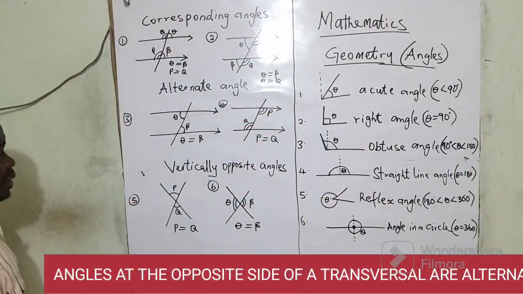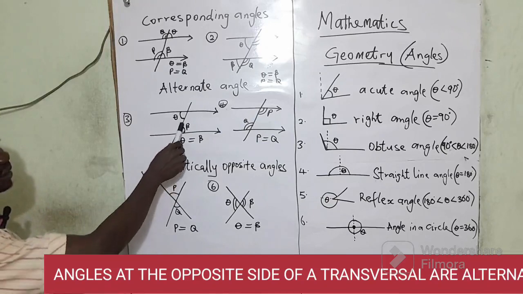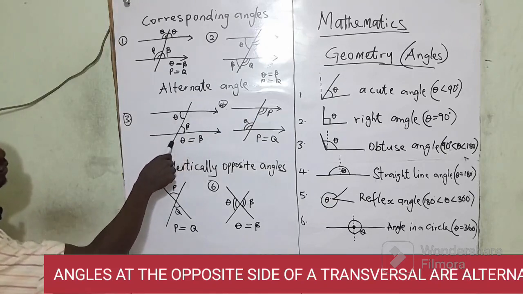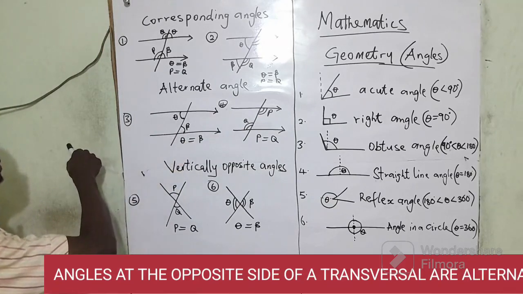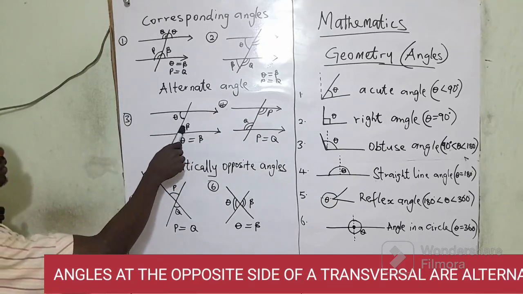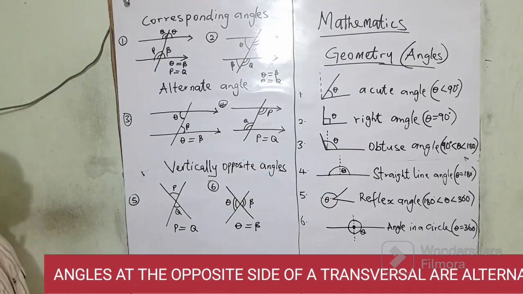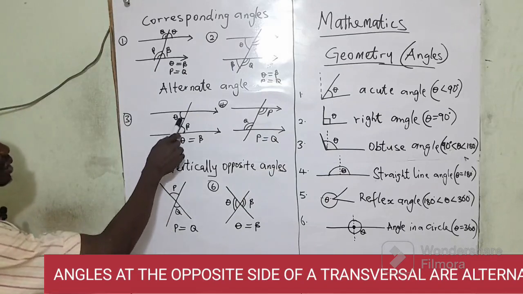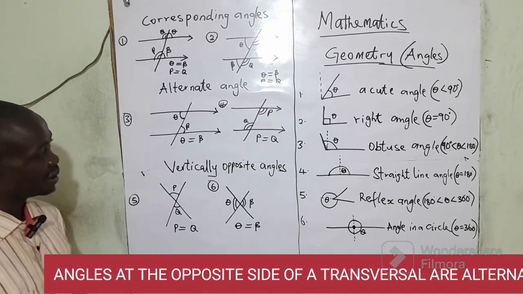Okay, here we have alternate angles. Alternate angles are when we find angles that are facing the opposite sides of the parallel lines in a transversal. When we look at the transversal here, we can see that it is cutting 2 parallel lines. This angle is facing the left side of the transversal, and this one is facing the right side of the transversal. So the 2 angles are alternating each other, and that is why we call it alternate angle.